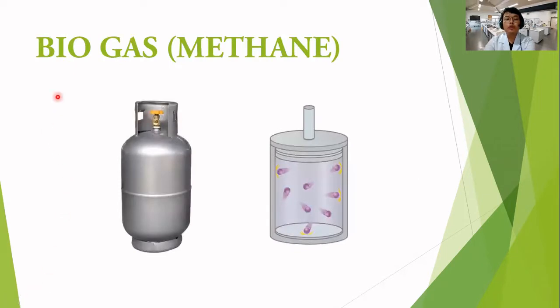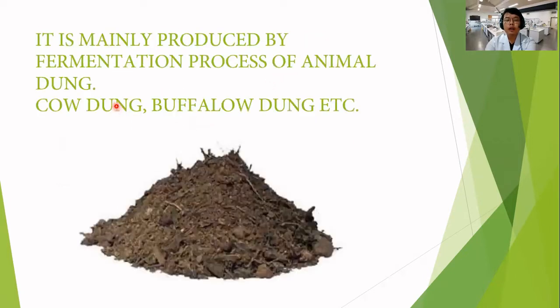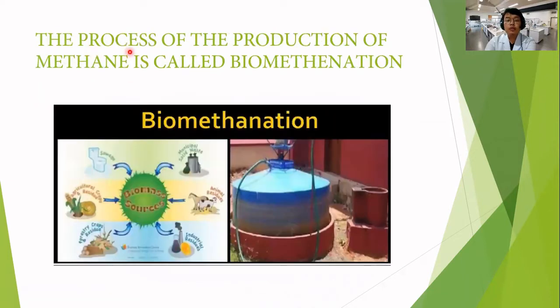So, first of all, biogas is also known as methane. Since it is a gas, it is stored inside a cylinder or a container. Methane is mainly produced by the fermentation process of animal dung, such as cow dung, and we can also use buffalo dung, etc. The process of the production of methane is called biomethanation.